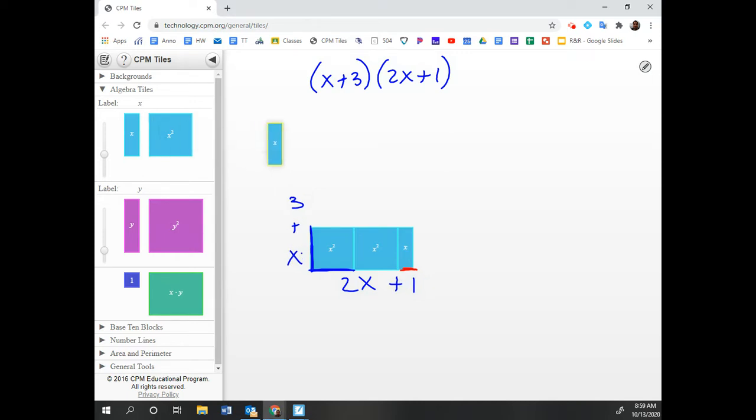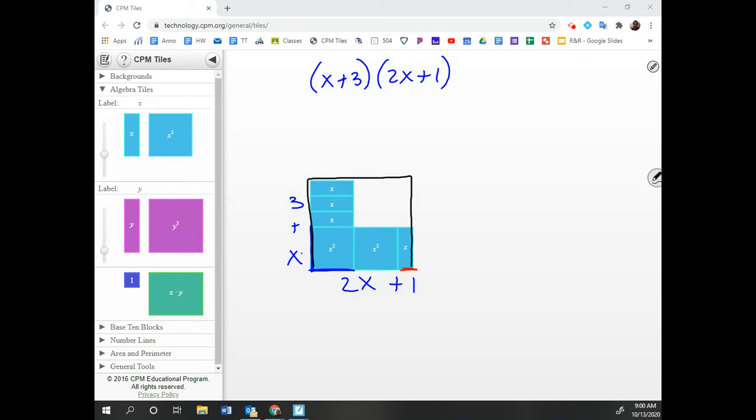So, okay, plus 3. I put it sideways. Okay, kind of a pain. 1, 2, 3. Now I've got to finish off this rectangle, so how do I finish it off?